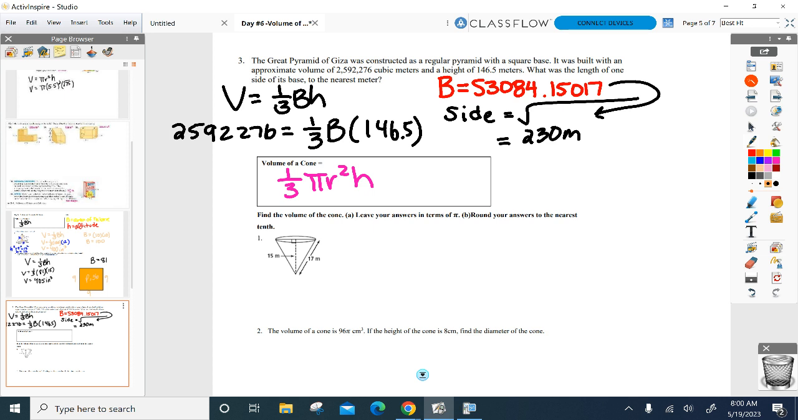And then do you guys have A and B there? Yep. Okay, so let's just go through a basic one before we get into some more word problems. Leave your answer in terms of pi, and then we'll round our answer to the nearest 10. All right, so part A, 1/3 pi r squared times the height.